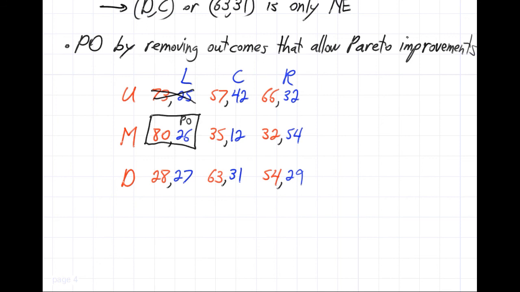Continuing on, let's look at 28, 27. Well, right next door to it, we have another box where both the payoffs are better. So that is a Pareto improvement. This is not an optimum.